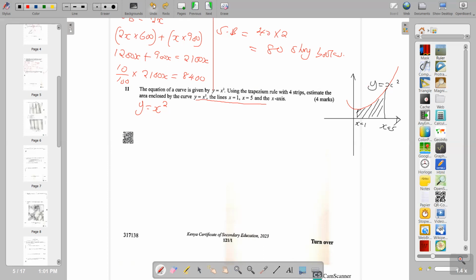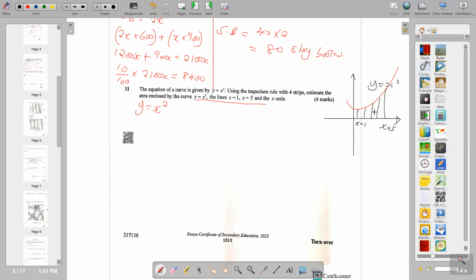Now we need to use the trapezium rule or trapezoidal rule. So you are told that you need to have 4 strips. So meaning that between x is equal to 1 and x is equal to 5, you are supposed to have 4 strips. And the strip is the gap between the trapezia. So you have one here, and then another one somewhere here, another one. So these are 4.